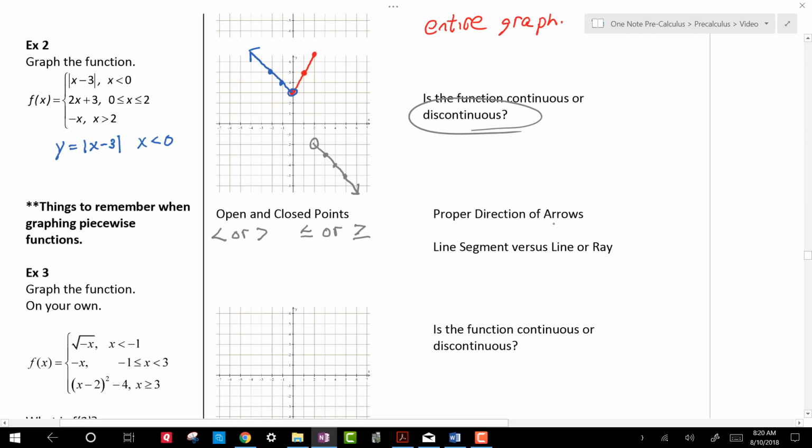Are your arrows going in the proper direction? You'll notice on the graph above in example 2, I have an arrow on the left side of the blue one, but not on the right. I have no arrows in the middle piece, and I have an arrow on the right side of the gray one. So we just want to keep in mind whether something is a line segment versus a full line, or versus a ray, or even a point. Okay?